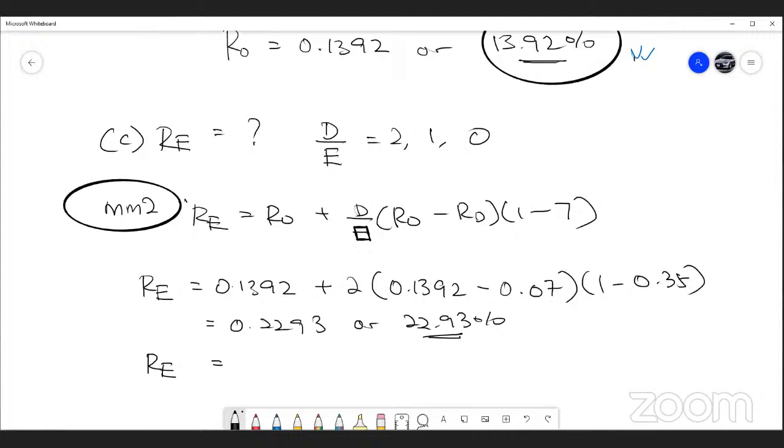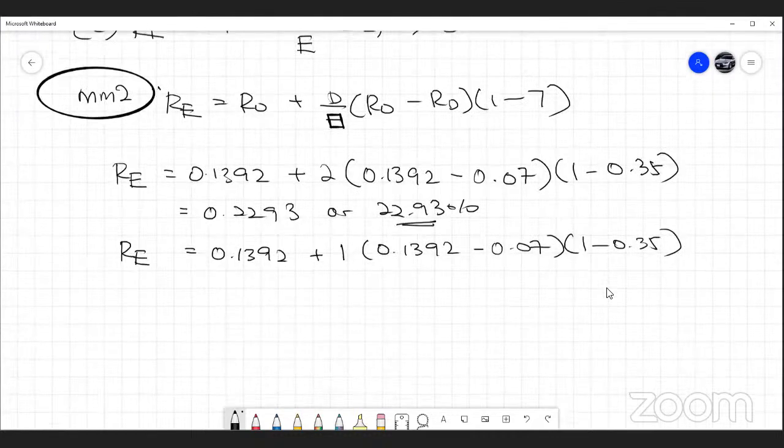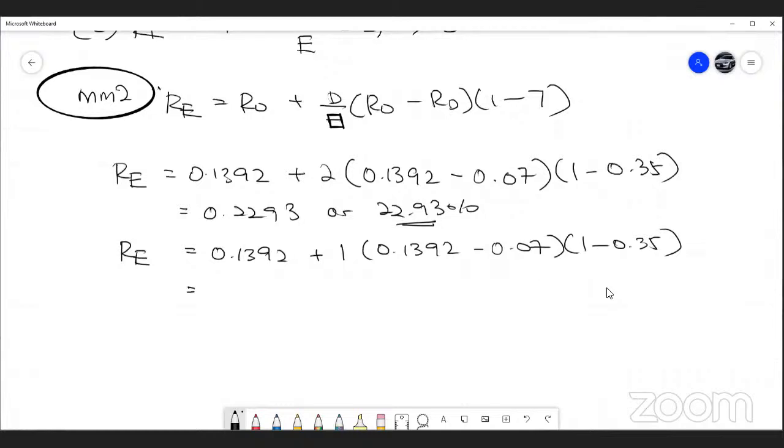Okay. Repeat this question when your debt to equity ratio is 1. Okay. 0.1392 plus 1. Just change the debt to equity, so other things all remain the same. 0.1842, or 18.42%.